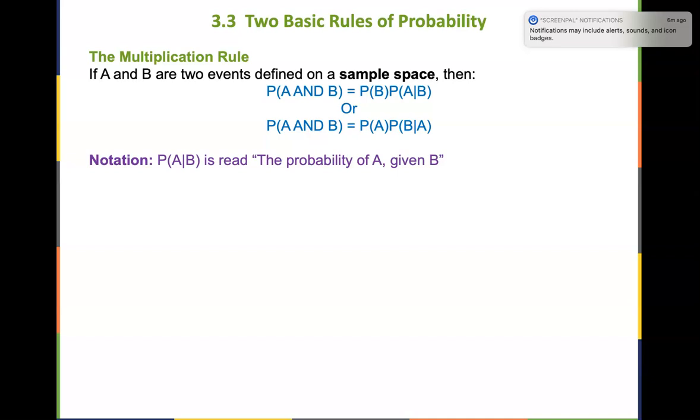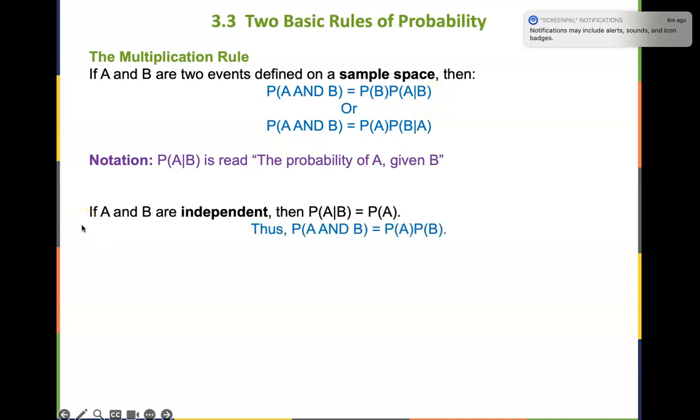The first is the multiplication rule. The multiplication rule says that if A and B are two events defined on a sample space, then the probability of A and B is equal to the probability of B multiplied by the probability of A given B. Note that P(A|B) is read as the probability of A given B. Since A and B are interchangeable, you could rewrite the multiplication rule either way. It means the same thing.